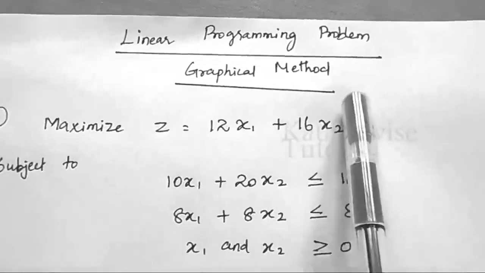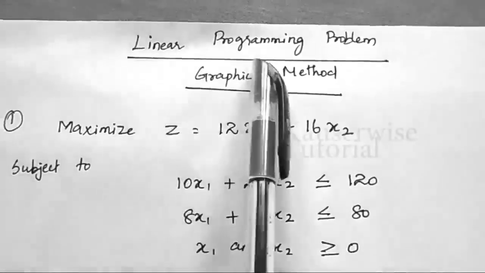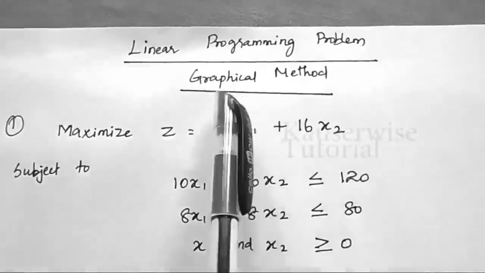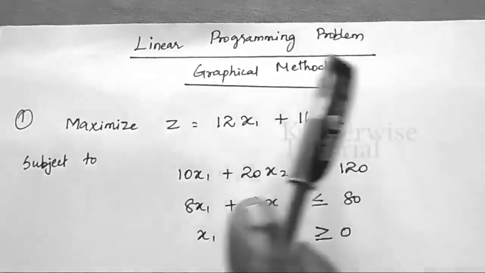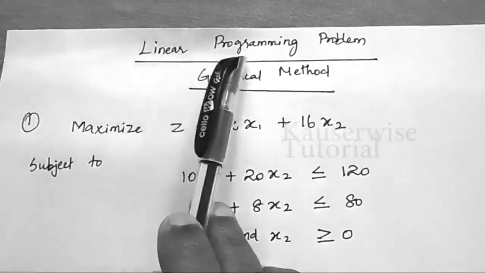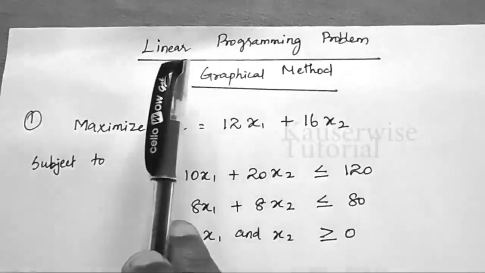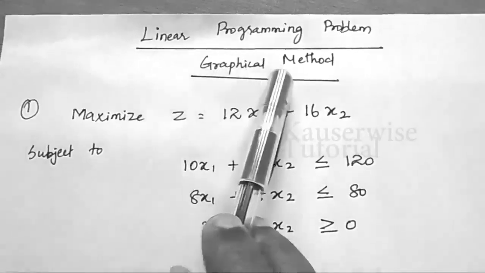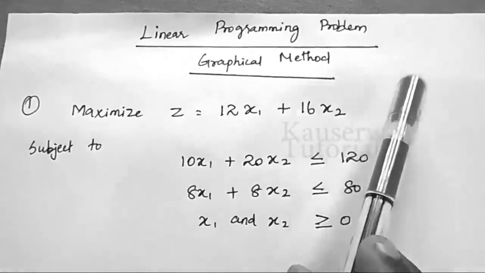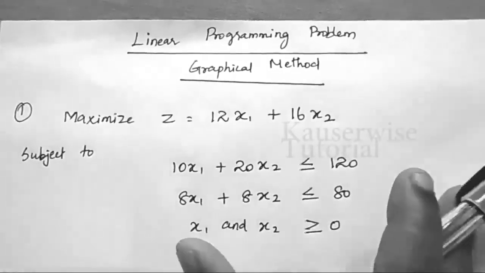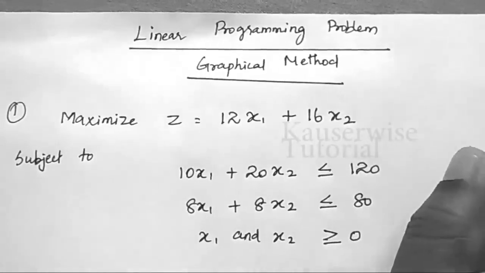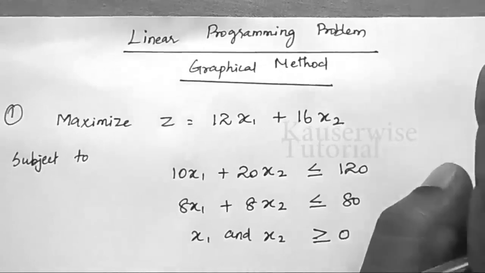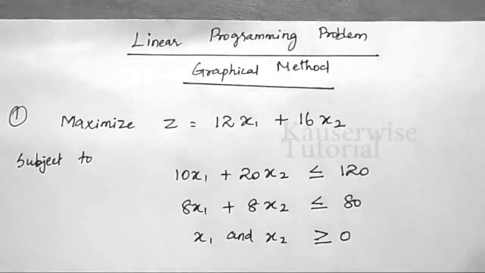In this video, I am going to explain linear programming problem by using graphical method. So before we go for the problem, let me explain the basic concept of linear programming problem. See, LP, that is linear programming, is a mathematical programming technique to optimize the performance. Generally in an organization, there are two major objectives. First one is minimization and second one is maximization.